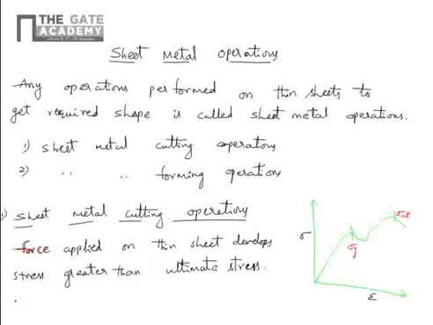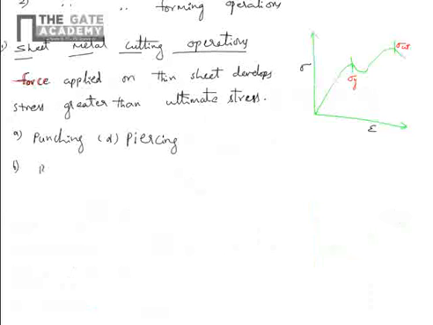Here again there are two types. One is punching or piercing, making holes. Another one is blanking, making blank pieces. So punching and blanking both are cutting processes.